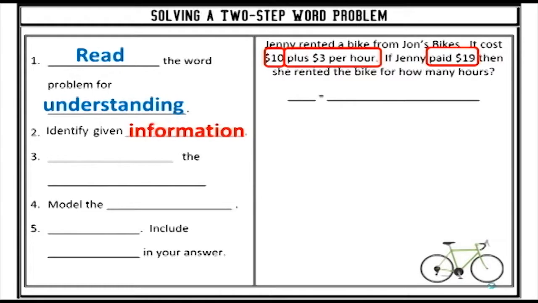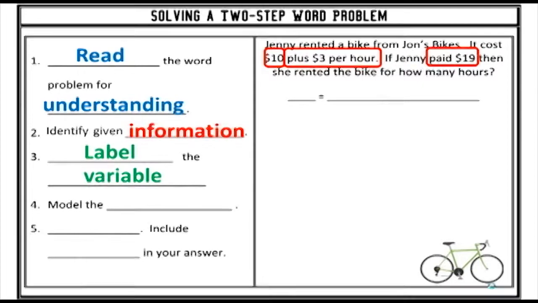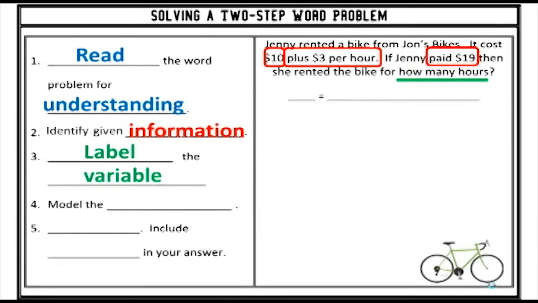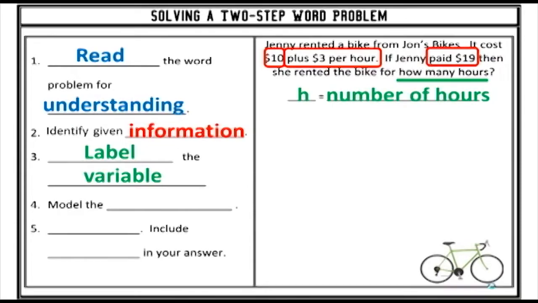Now I'm going to label the variable. This is very important. The variable is the question. The variable's equivalent value is the answer. So I look at my final question. She rented the bike for how many hours? My variable's equivalent should answer that. Now you can use X, Y. I like to use letters from the context. I'm trying to solve for how many hours, so H is going to equal number of hours. Be very specific. It's number of hours. Now I know what I'm looking for.